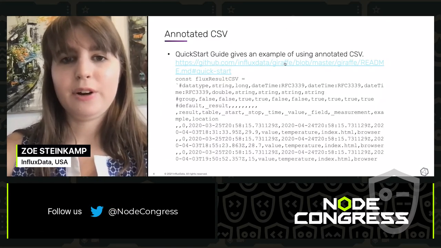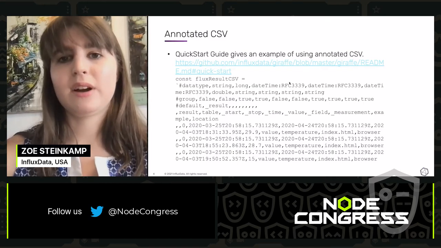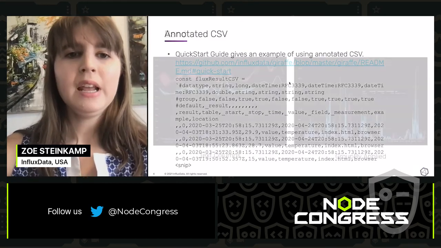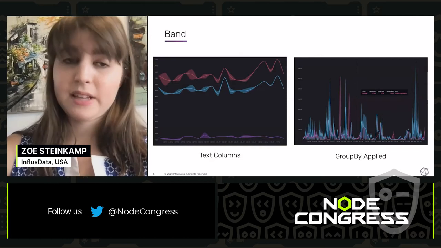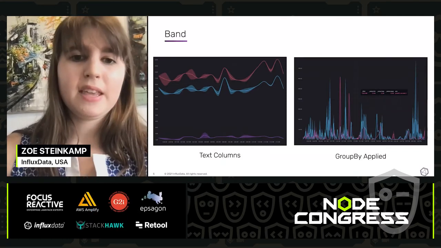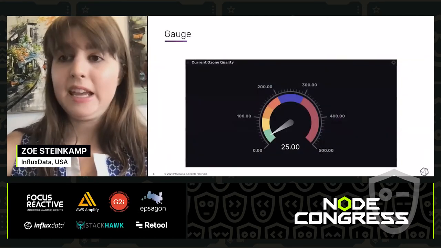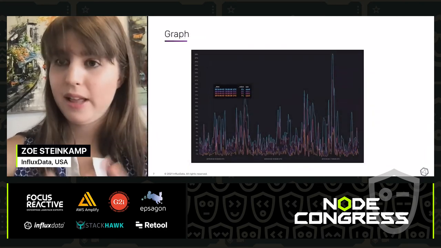We also have an example here of using this in our Giraffe docs. And then here are a few of the graphs that Giraffe actually supports. We have the band, the gauge, the simple line graph, all that good stuff.